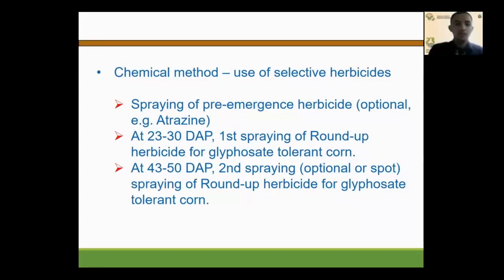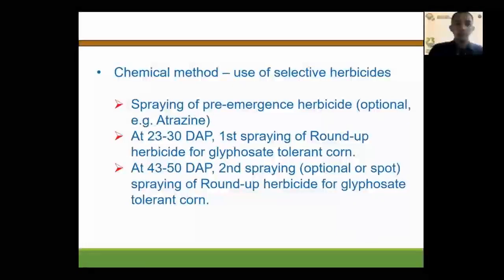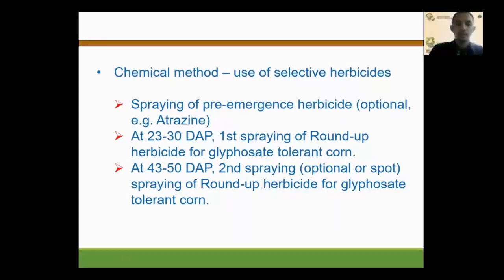Then we proceed to the chemical method of controlling weeds. So commonly used are selective herbicides and spraying of pre-emergence herbicides at 23 to 30 days after planting, and first spraying of Roundup herbicide for glyphosate tolerant corn can be done, and at 43 to 50 days after planting, the second spraying of Roundup herbicide for glyphosate tolerant corn.